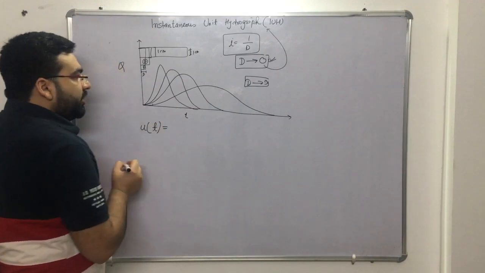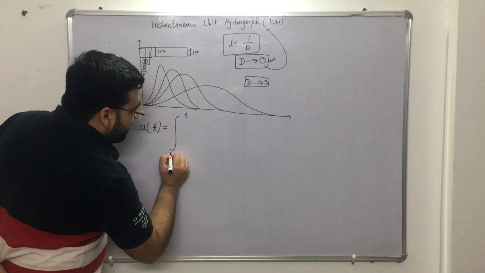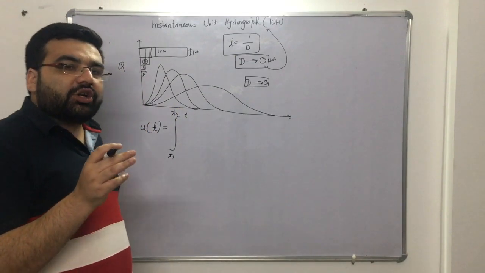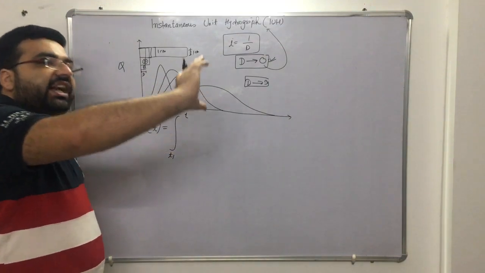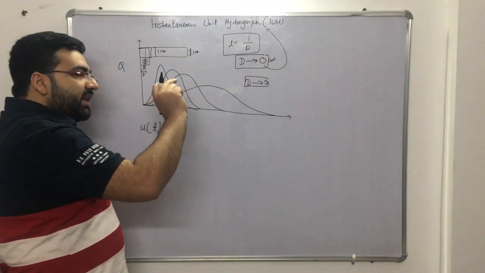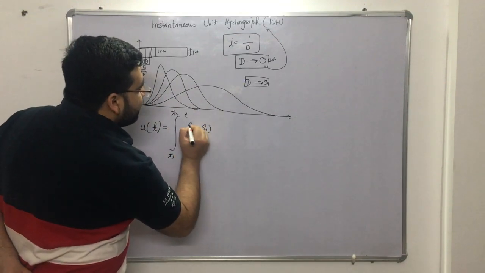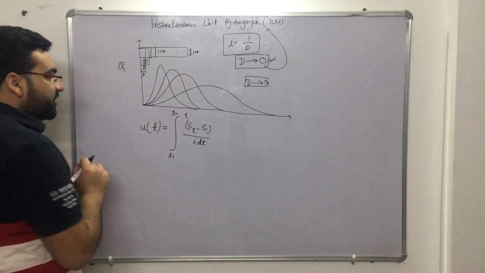It is actually equal to, if you integrate the S curve, from time T1 to T2. For example, you are told that you have to determine the instantaneous unit hydrograph. So you have to integrate your S curve from time T1 to T2. S curve means (S2 minus S1) divided by I dt. Or I can also say that, right?